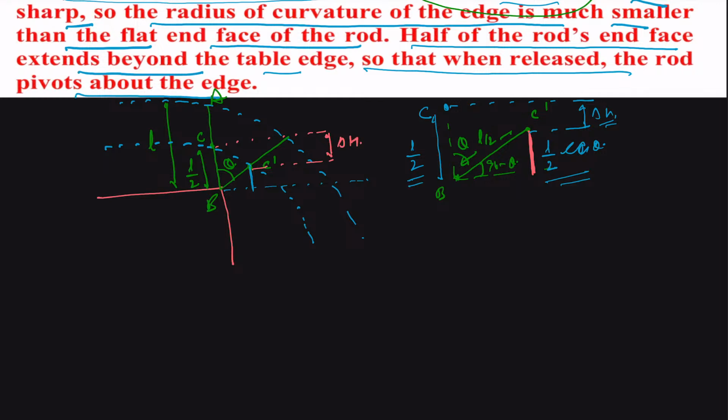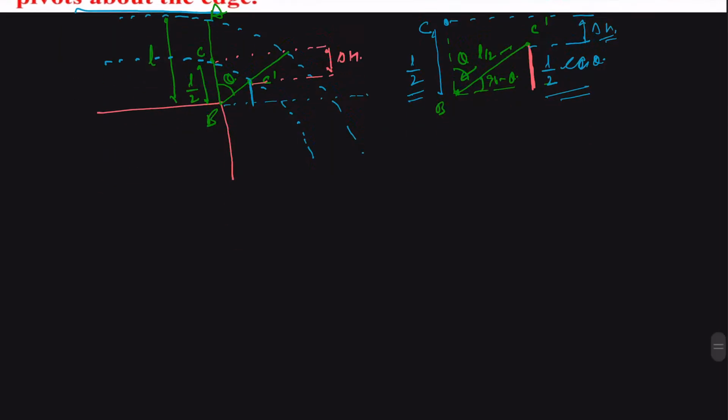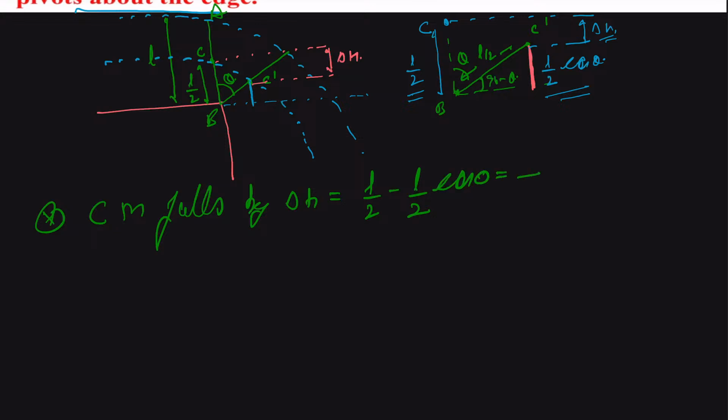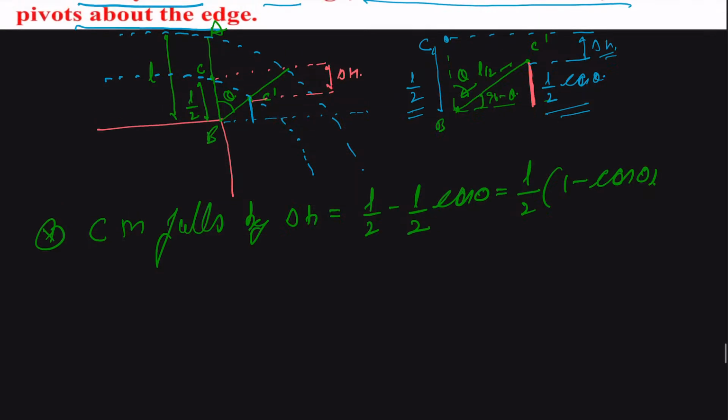Okay, so we can say that the center of mass falls by delta H, which is equal to L by 2 minus L by 2 cos of theta, and simply we can write this as L by 2 times (1 minus cos of theta). Okay, and we know that its mass is m. So in the downward direction, we are going to have mg.